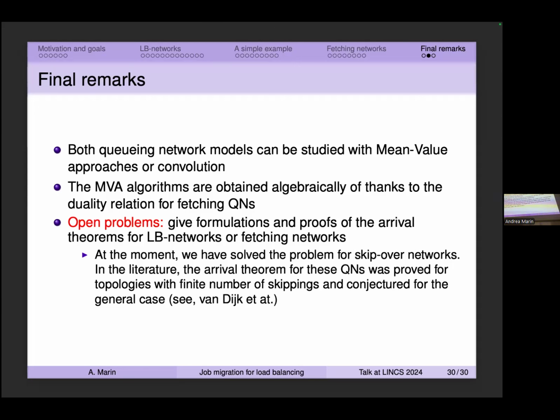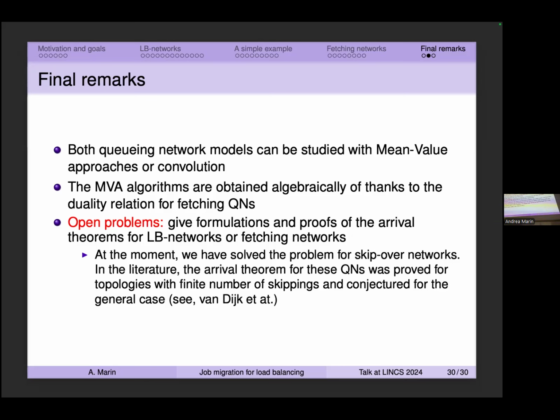What we really miss for these models is a formulation of the arrival theorem. For those who are not familiar with it, in a Gordon-Newell network, a closed product form network, when a customer leaves a station and is about to reach another station, just before entering the new station it sees the statistics of the same network with one customer removed. This means that you can build the recursive scheme of MVA. It's not necessary to have the arrival theorem to develop MVA. You can develop MVA from a numerical point of view. You don't have the probabilistic interpretation of the algorithm, but it works.